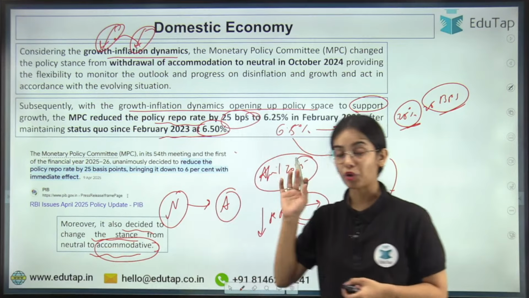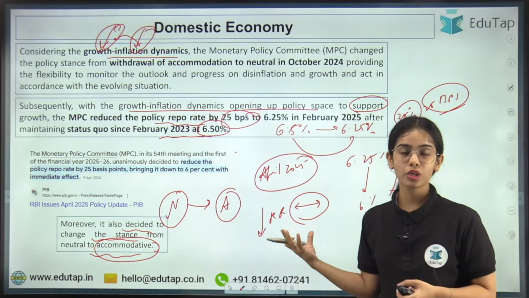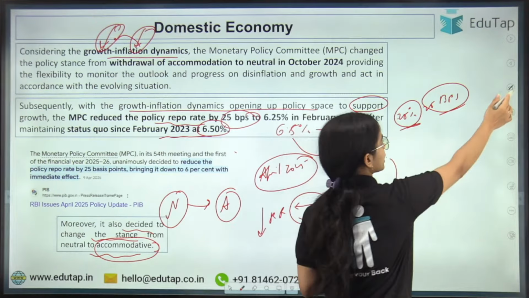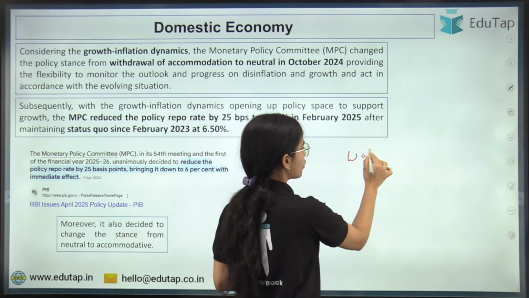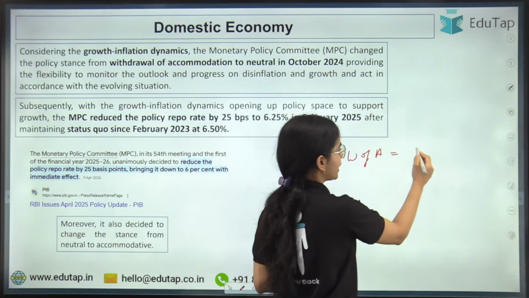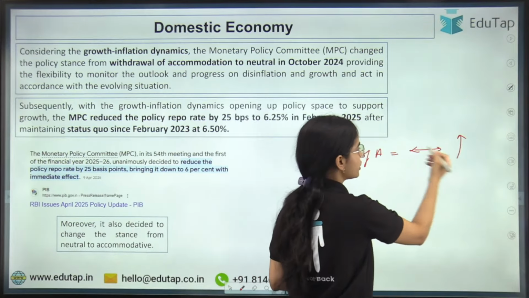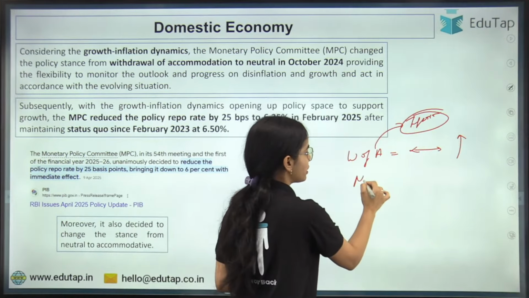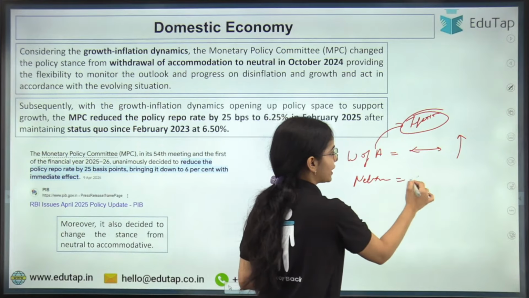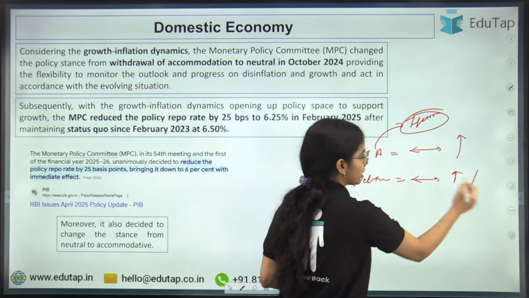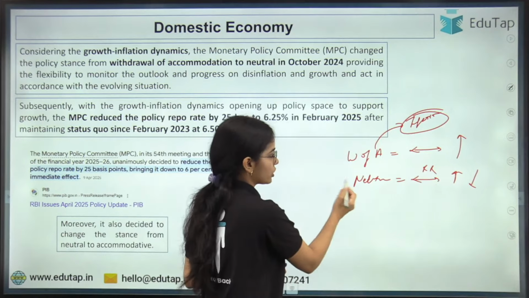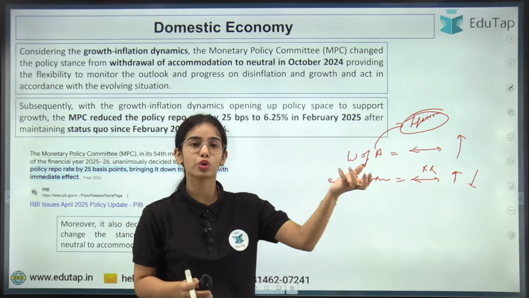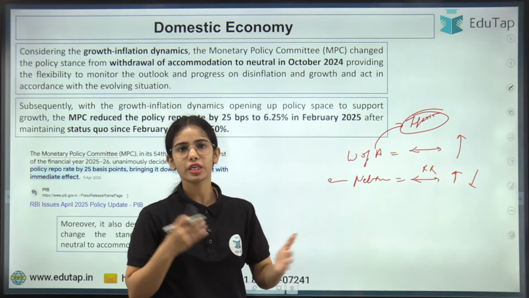Accommodative means that the Monetary Policy Committee is more focused on growth now, and it can decrease the repo rate or keep the repo rate constant. So withdrawal of accommodation means the repo rate can be kept constant or it can be increased. This is done for controlling the inflation in the country. Neutral means the repo rate can be kept constant, increased or decreased. So this is done when inflation might have to be controlled or growth might have to be boosted in the future. Anything can happen.